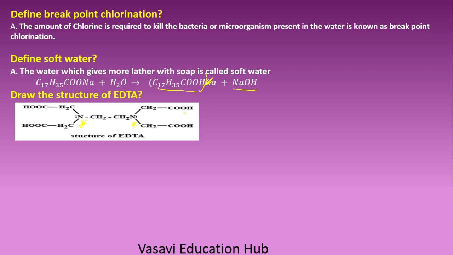Here this is one more donating site, and it is a hexadentate ligand. It forms more stable complexes with calcium and magnesium and other metal ions. The name of this compound is ethylene diamine tetraacetic acid. This is a very important question for external lab exams. Okay, ethylene diamine tetraacetic acid, right?